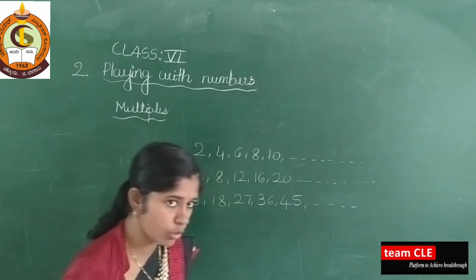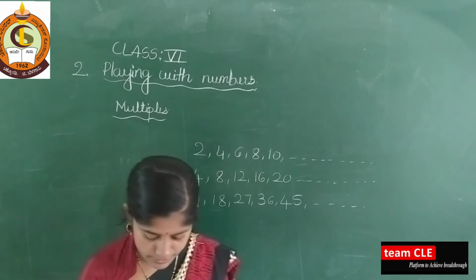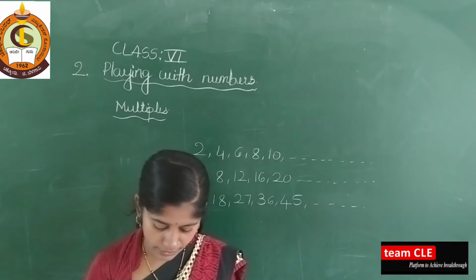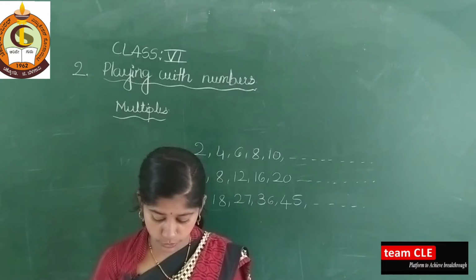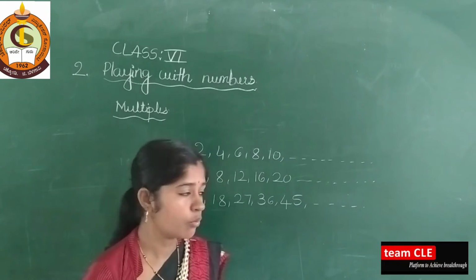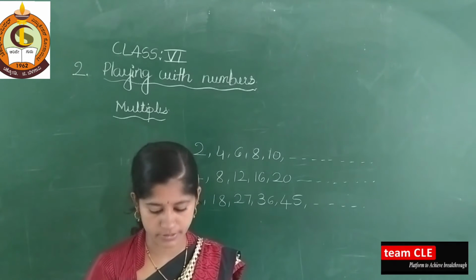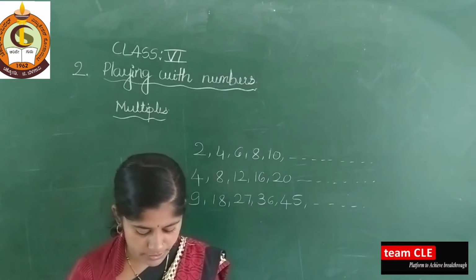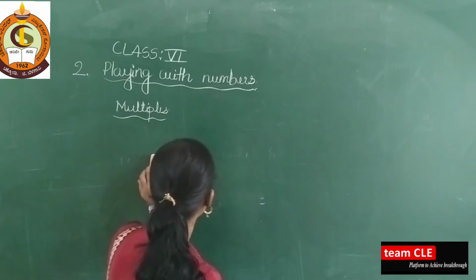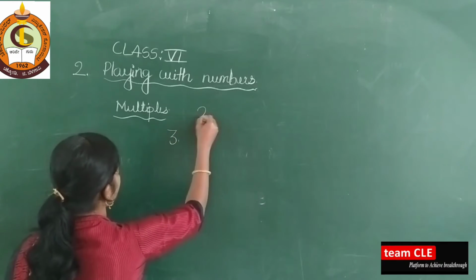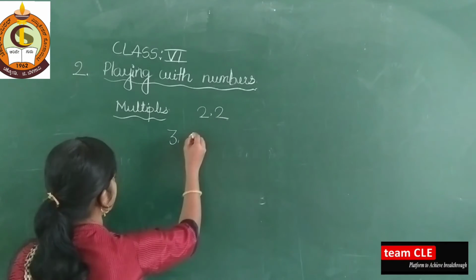So here one more concept will come. See here, in your exercise, page number 23, exercise 2.2, third main. While explaining the concepts, I will solve some examples from your exercise 2.2. So here the question is third main, exercise 2.2, third main: find the first 5 multiples.